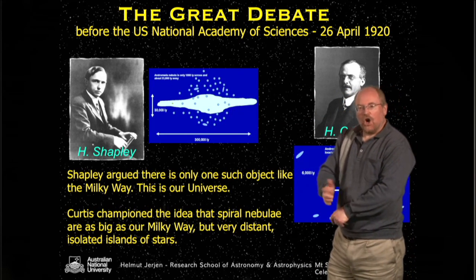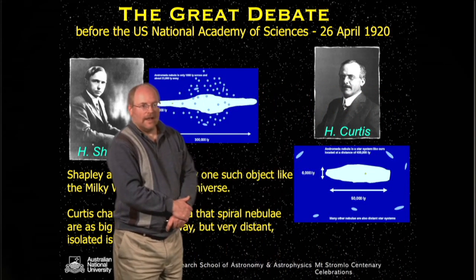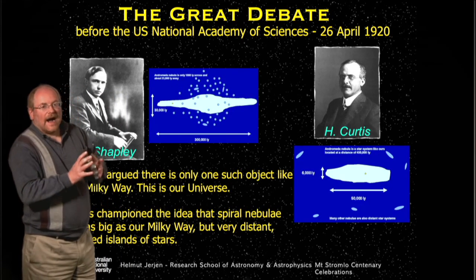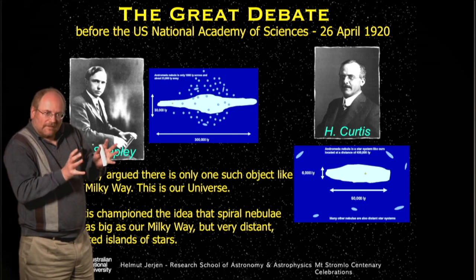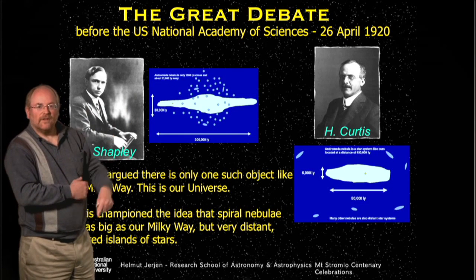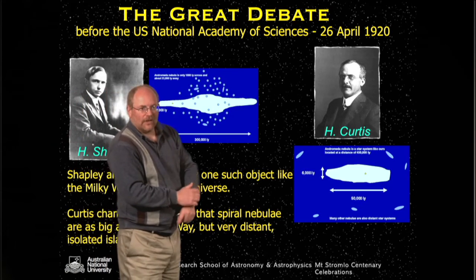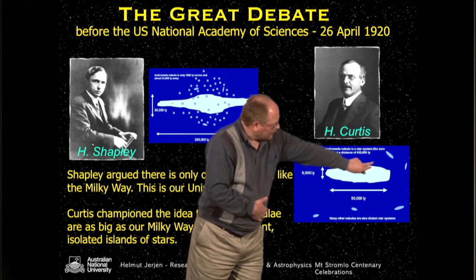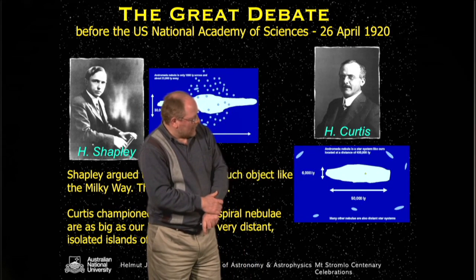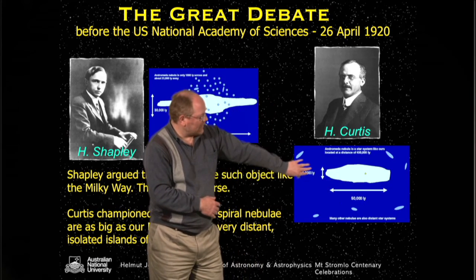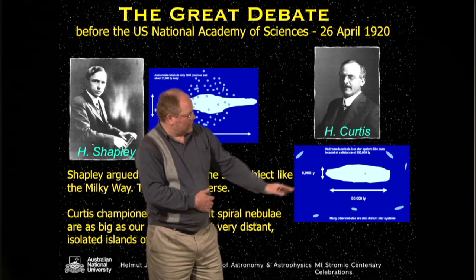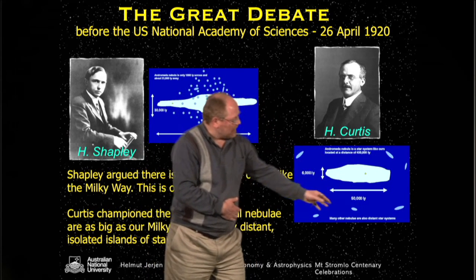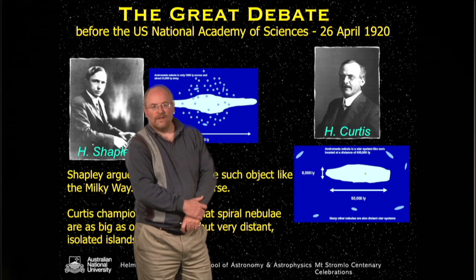On the other hand, Curtis championed the idea that the spiral nebulae are in fact island universes, as big as our own Milky Way, but very, very distant, and therefore you cannot see them in detail. So this is the model he proposed. You have the Milky Way here with the star that is our Sun, and it's about 50,000 light years across and about 6,000 light years thick. There is nothing between the Milky Way and the island universes, these other spiral nebulae, so it is a long, long distance out to the next island universe.